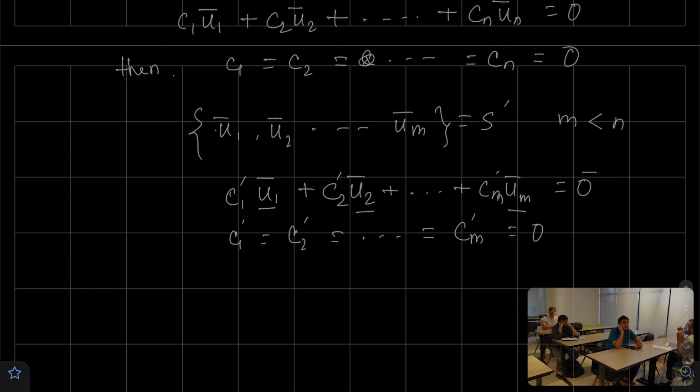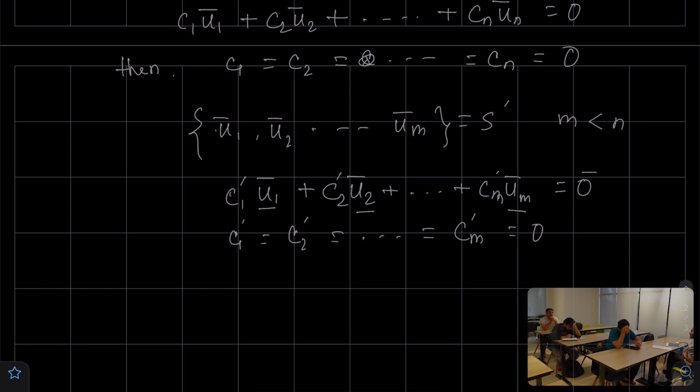But what are our goals? Our goal is to show that any subset of a linearly independent set is also linearly independent. That is what we want to show. So we started with that set u1, u2 all the way up to un, which is a linearly independent set. That is why we set an arbitrary linear combination to the zero vector, and that shows that C1 equals C2 equals Cn equals 0.